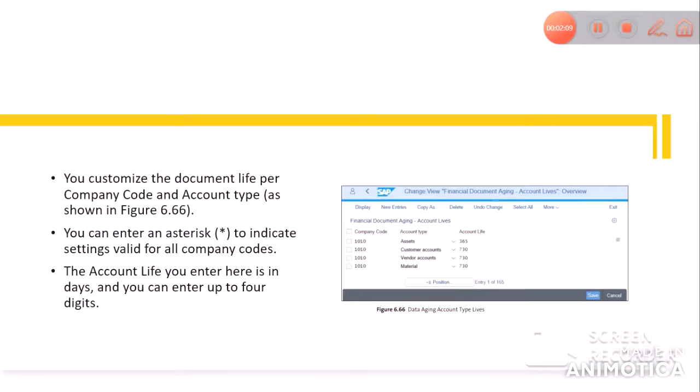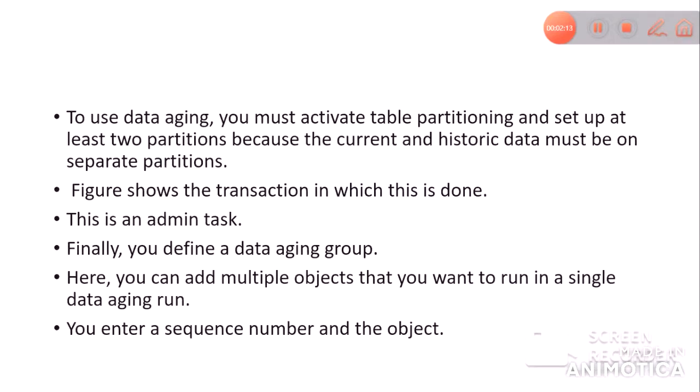To use data aging, you must activate table partitioning and set up at least 2 partitions because the current and historic data must be on separate partitions. The figure shows the transaction in which this is done. This is an admin task. Finally, you define a data aging group. Here you can add multiple objects that you want to run in a single data aging run. You enter a sequence number and the object.